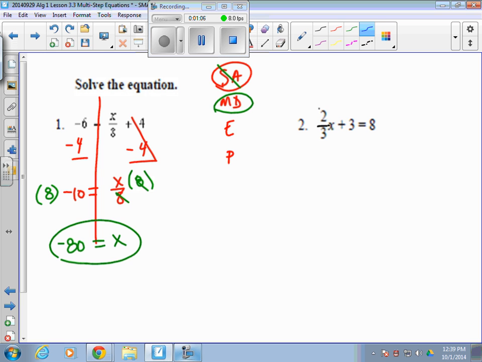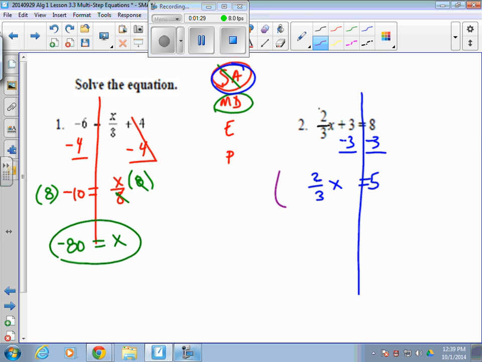Again, you're looking for any addition and subtraction first. You have plus 3. So undo plus 3 by subtracting it. If you subtract it there, do it here. 8 minus 3 is 5. So you have 2/3 times x is equal to 5. That means 2/3 times it, which means you would divide by 2/3. But remember, instead of dividing by 2/3, you could shorten it up by multiplying by the reciprocal 3 over 2 and save yourself an entire step.